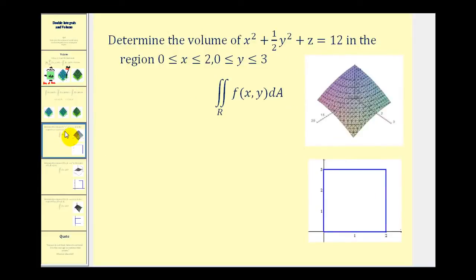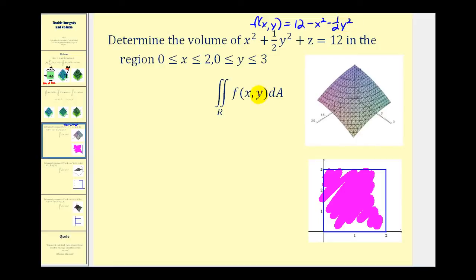Here we want to determine the volume under the given surface on the closed interval from 0 to 2 for x and the closed interval from 0 to 3 for y. So looking at the xy plane, this would be our region of integration. And we also need to make sure that this is in the form of f of (x, y). So let's go ahead and rewrite this. f of (x, y) would be equal to 12 minus x squared minus 1/2 y squared.